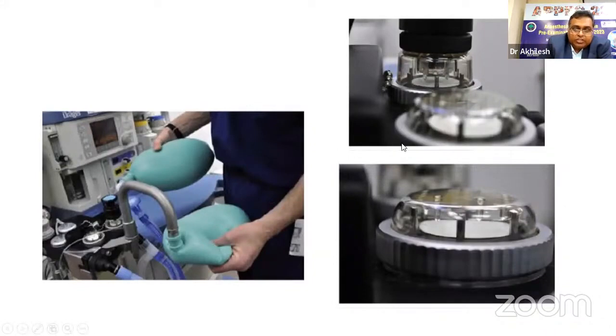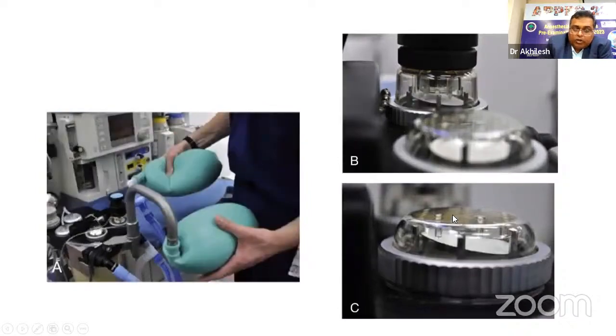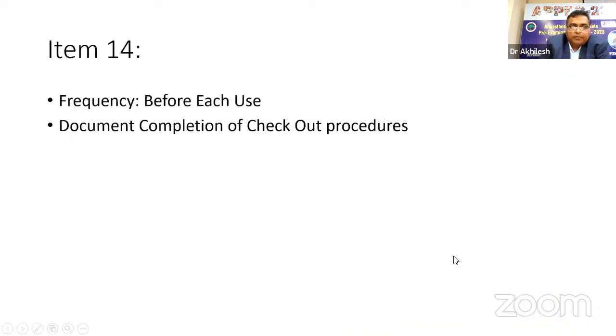Once you press it, check the valves. This is the inspiratory valve, this is the expiratory valve. So once you press it, the inspiratory valve opens up and the expiratory valve is closed. Coming to the opposite, now you press this and see this. Now the inspiratory valve should be closed and the expiratory valve should be opened up.